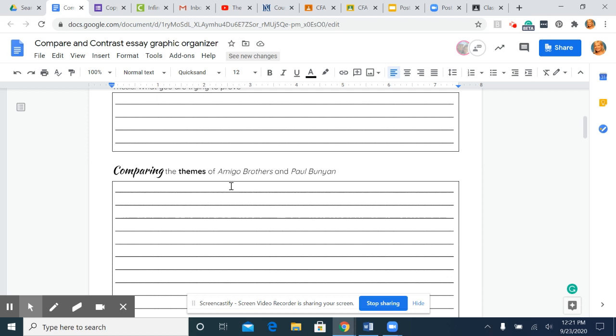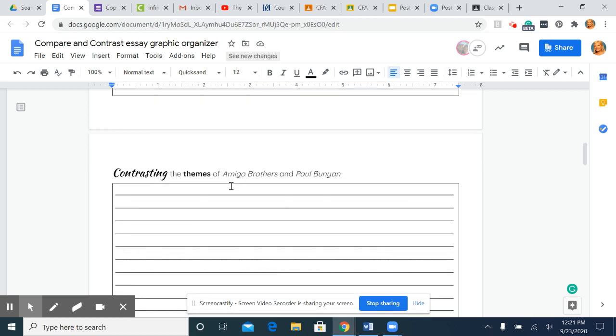Things you want to talk about, maybe the settings, maybe give some textual evidence for how deeply Antonio and Felix care about each other. And how is that similar to how Paul Bunyan and Babe feel about each other? If you look on page 937, there's some textual evidence from Paul Bunyan that you could use that would show that Babe and Paul both care about each other. Other things that you could talk about, anything that's similar between Amigo Brothers and Paul Bunyan.